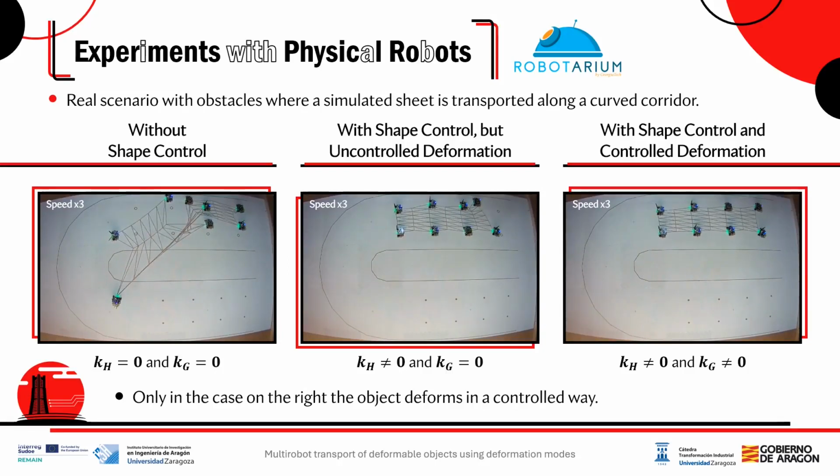Only in the case on the right, since we control both shape and deformation, the object deforms in a controlled way, preserving its integrity. For the next steps, we want to further analyze the properties of this controller and to extend it to 3D.